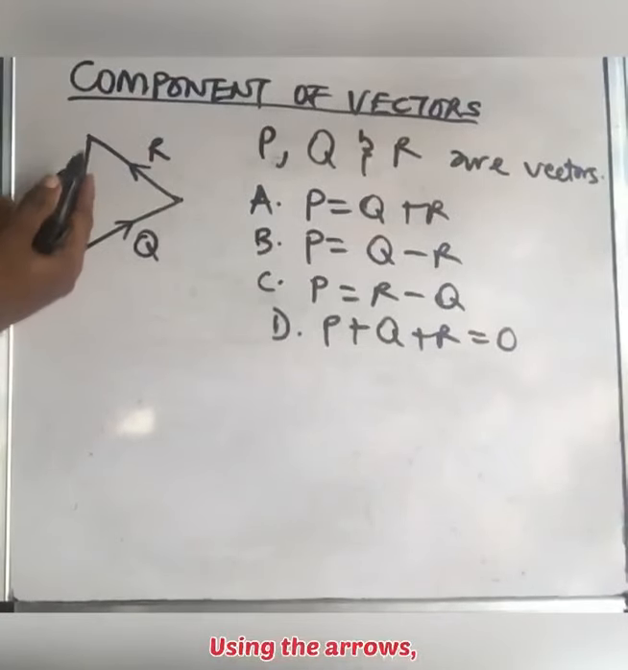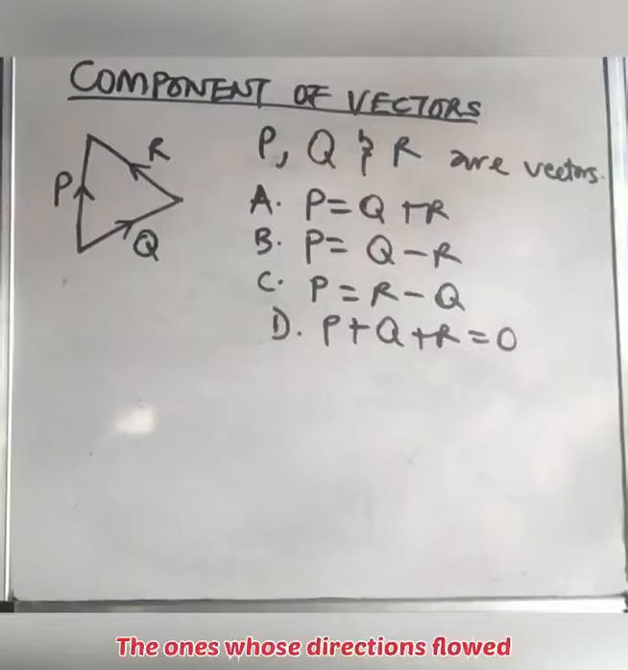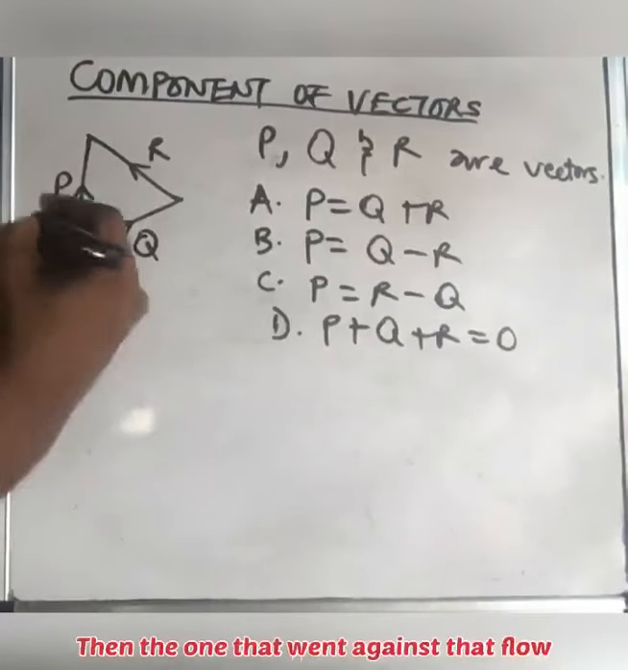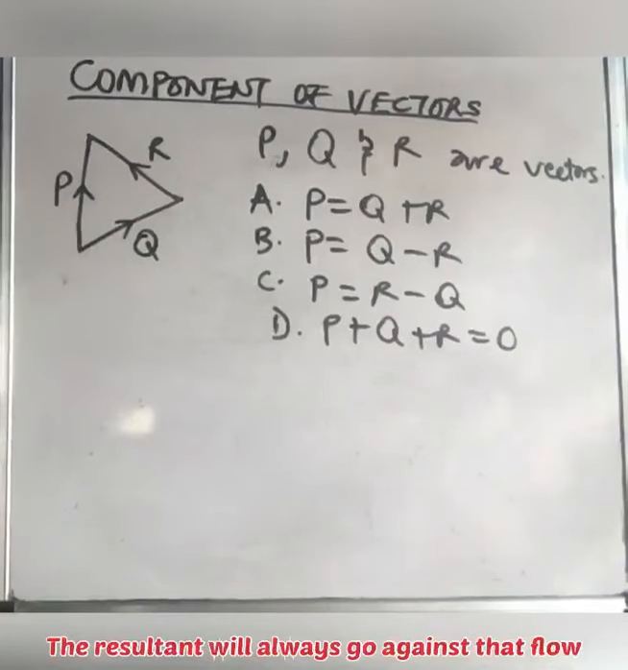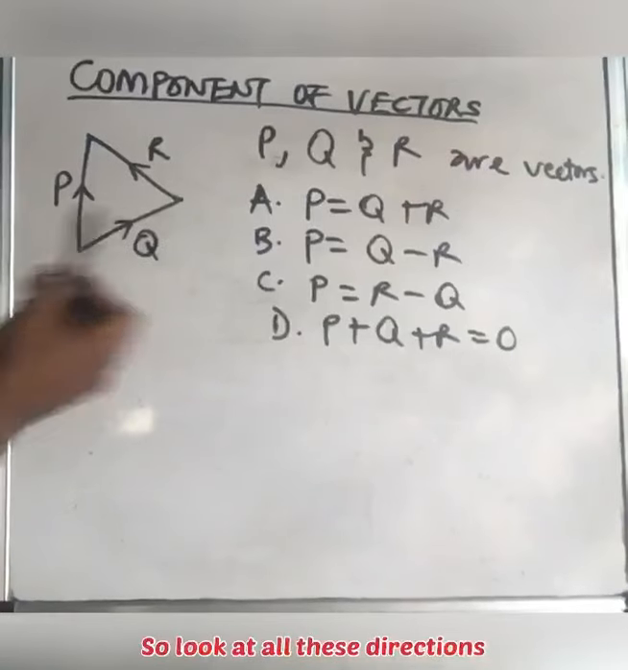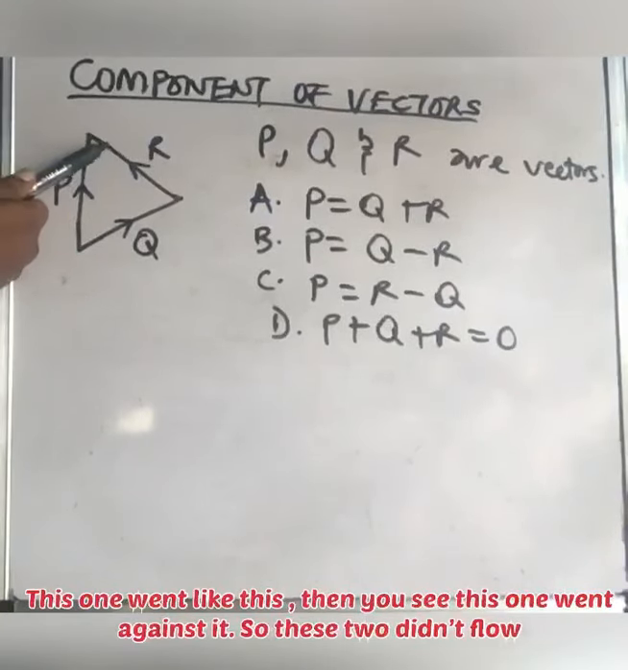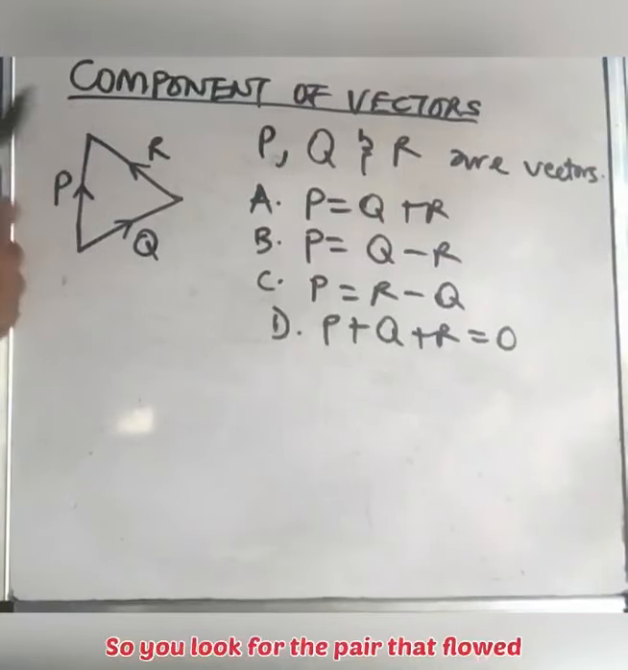So now, using the arrows, you look at the ones whose directions flowed, then the one that went against that flow. The resultant will always go against the flow. So look at all these directions. This one went like this, then you see this one went against it. So these two didn't flow. So you look for the pair that flowed.